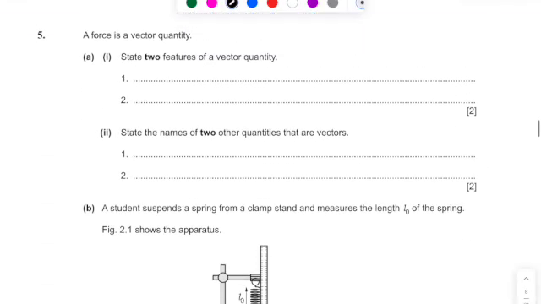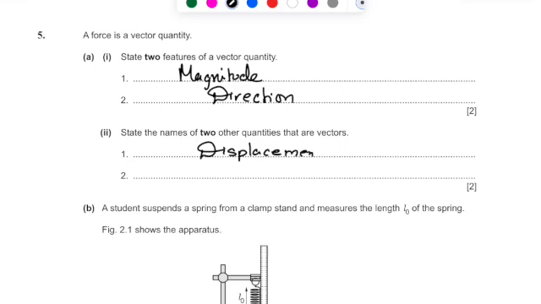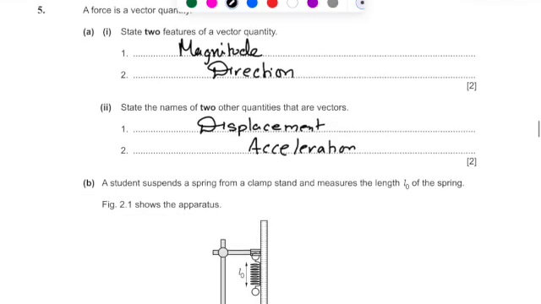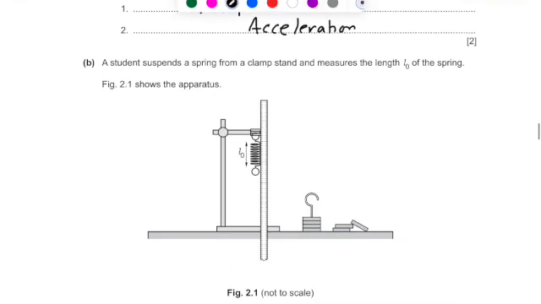Question number 5. A force is a vector quantity. State the two features of a vector quantity. What are the two features of a vector quantity? It has magnitude and direction. State the names of two other quantities that are vectors. Maybe we can write displacement and acceleration. Displacement and acceleration.